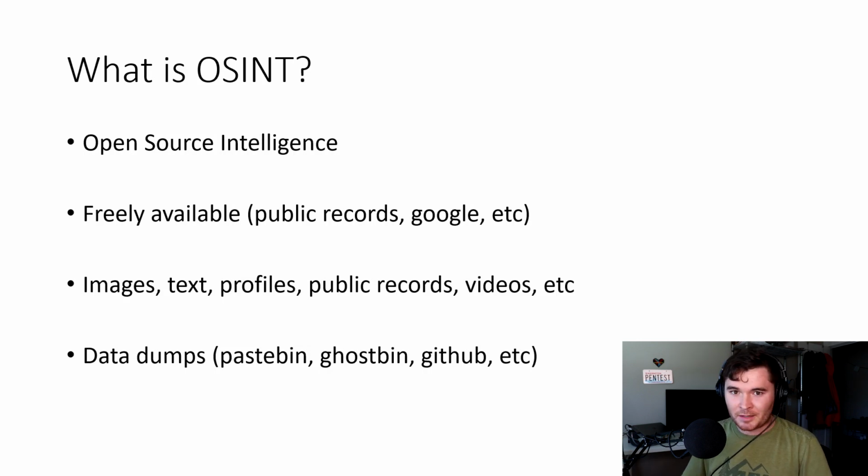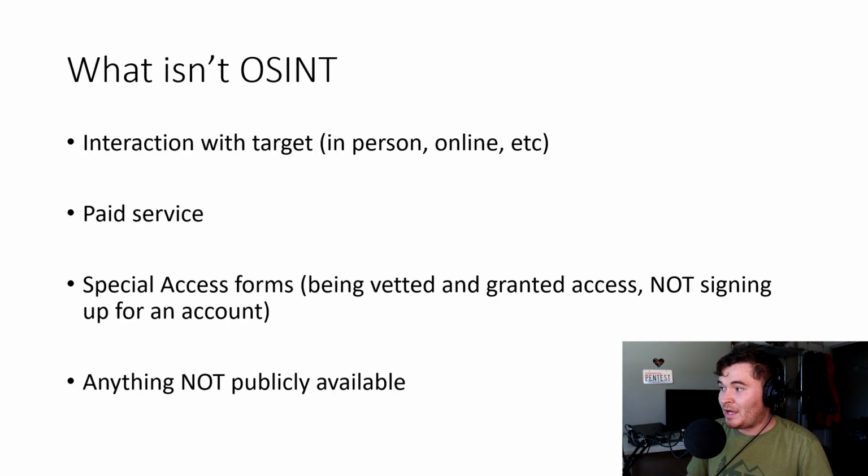That includes data dumps. So if it was confidential data and someone threw it on a Pastebin or Ghostbin or whatever, that's openly available, even though prior it wasn't. So it is open source, and that, I guess, means what isn't OSINT.